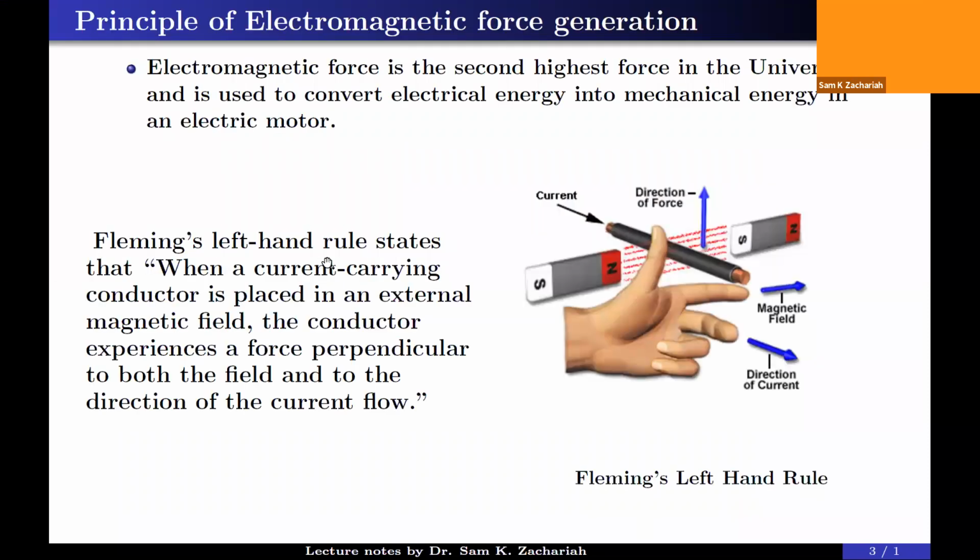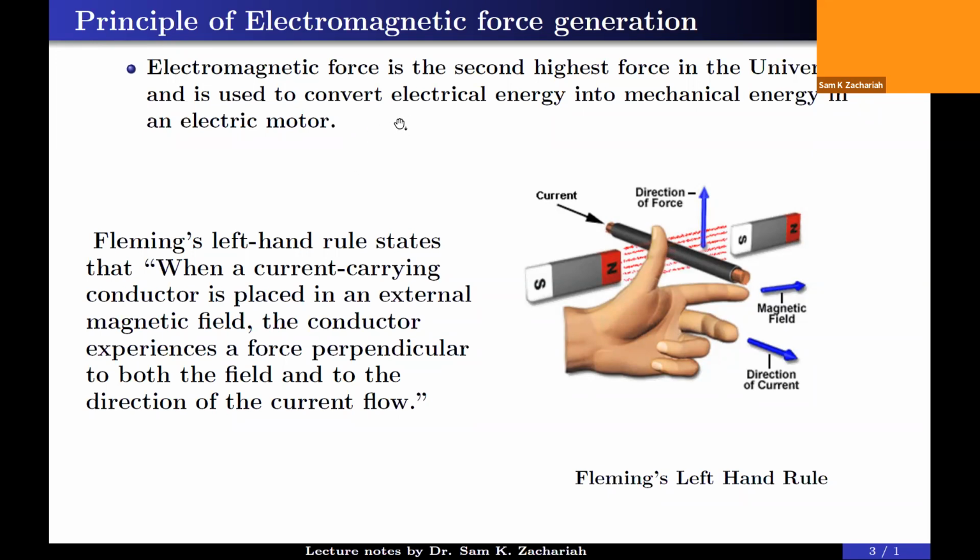This is a simple example explaining the basic principle behind electromagnetic motors. You may know that electromagnetic force is the second highest force in the universe. Then the question is, which is the highest force in the universe? Nuclear force. Correct. The force inside the nucleus of an atom. That is the highest force. So the second highest force is electromagnetic force.